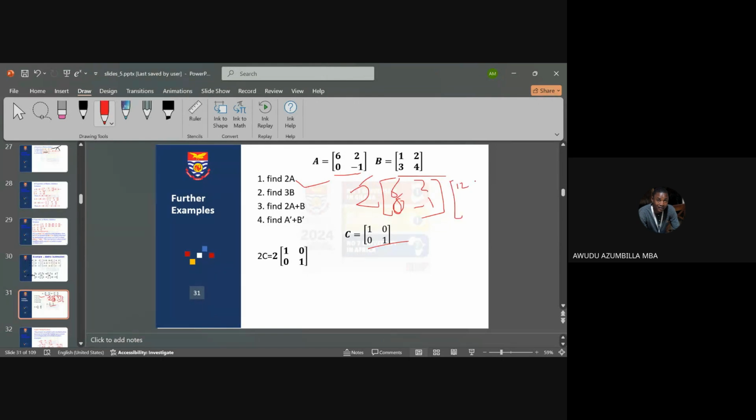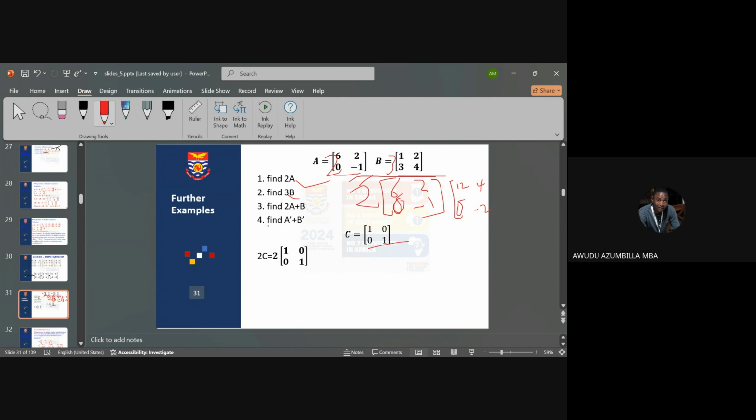The 2 is multiplying every element: 4, 0, and then minus 2. 2 is just a scalar. And here you have 3B. 3B means that you multiply 3 as a scalar by the matrix B. You do the same thing. Here we have 2A plus B. Where is 2A? The 2A is this one. You are going to multiply 2 by A, then add it to B.